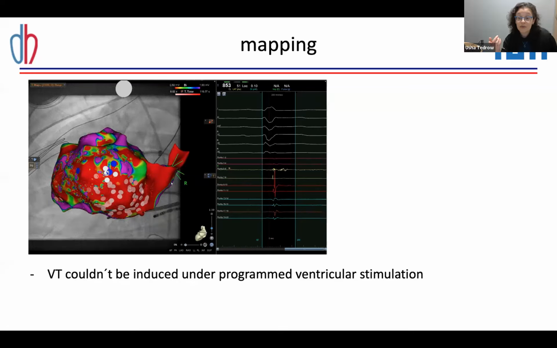One other thing I noticed is that you have beautiful late potentials on the signal that you show there on the screen. And sometimes you can re-annotate the map to show the late potentials, and sometimes the channels can even be shown in the voltage map with that.